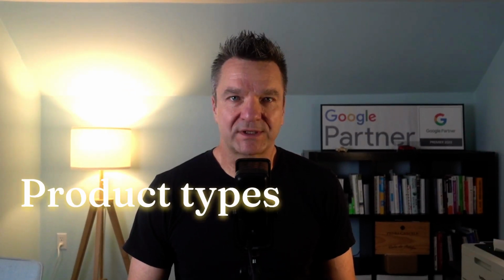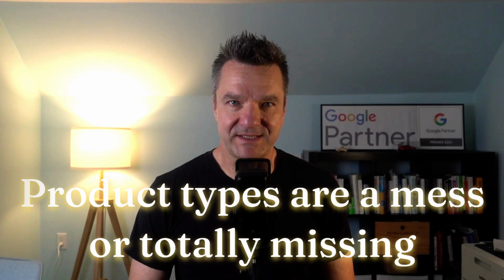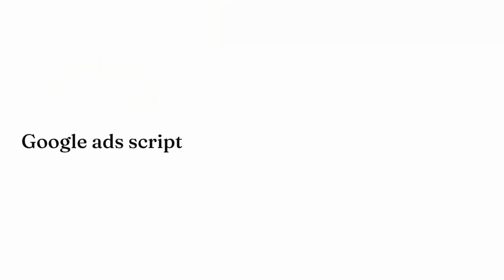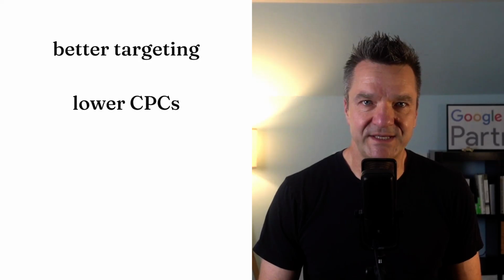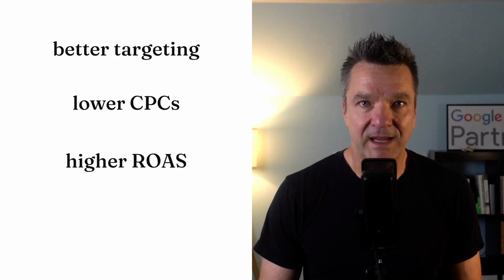If you're running Google PMax or shopping campaigns and your product types are a mess or totally missing, this video is for you. I wrote a Google Ads script that uses AI to optimize your product types into clean, 3-level hierarchies that help you get better targeting, lower CPCs, and higher ROAS, and saves you a lot of time.